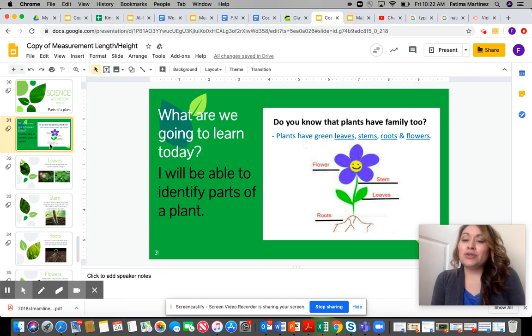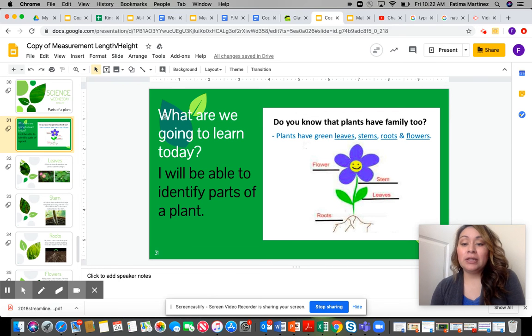Okay, so did you know that plants have families too? You know how you have your mom, your dad, your sister, your brother, the people that you live with, your family? So plants have families too. They have brothers and sisters and moms and dads, and well, mom and dad. And so plants have green leaves, they have stems, roots, and flowers.